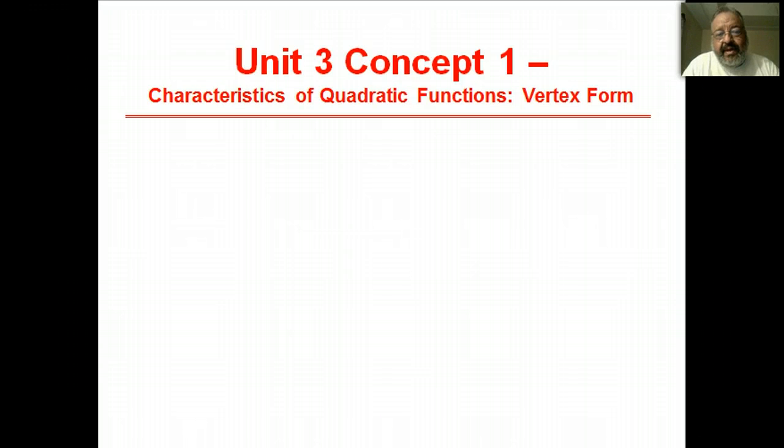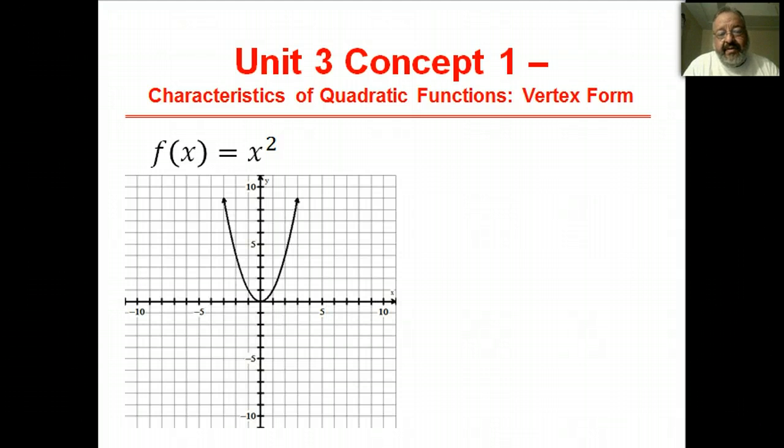This is video lesson number 18, Characteristics of Quadratic Functions in Vertex Form. But first we're going to look at the parent function of the quadratic graph, the quadratic equation, and it looks like this: f of x is equal to x squared. The graph looks like this.